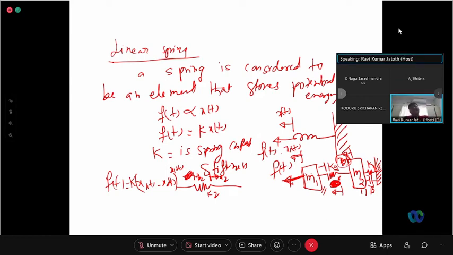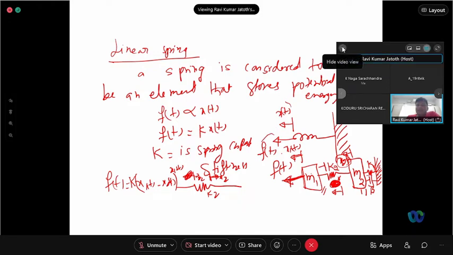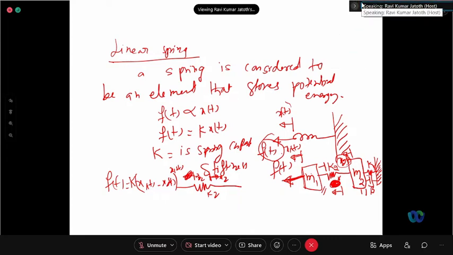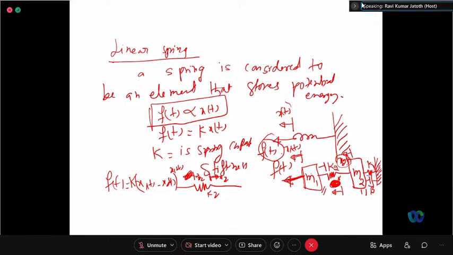Then the next component is a linear spring. A linear spring is considered to be an element that stores potential energy. The compression or deformation which happens in the body when you apply a force can be represented with a spring. Now, when you apply a force F of t on this, there is a displacement x of t in the body, and the applied force is proportional to the displacement. F of t is proportional to x of t, where F of t is equal to k x of t. This is how we model an ideal spring.